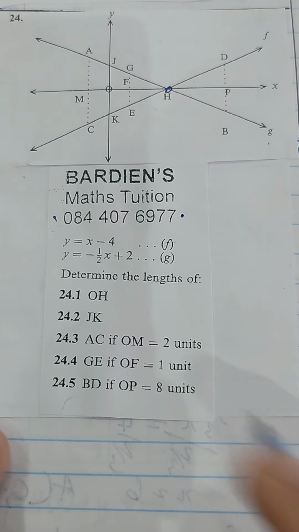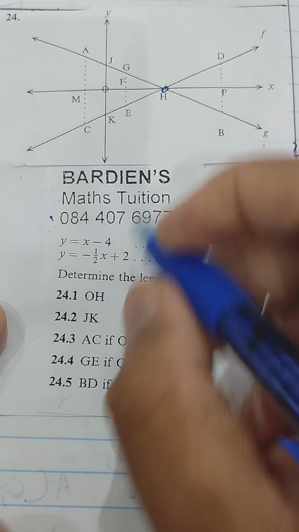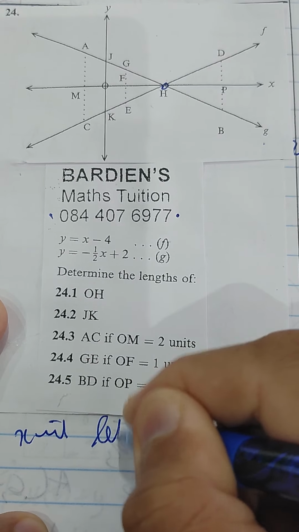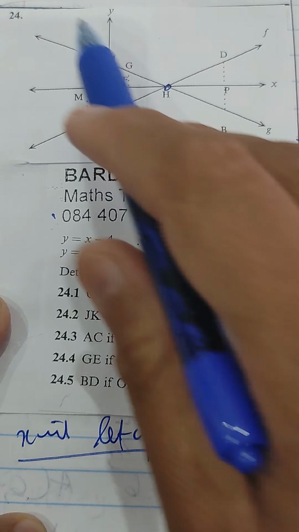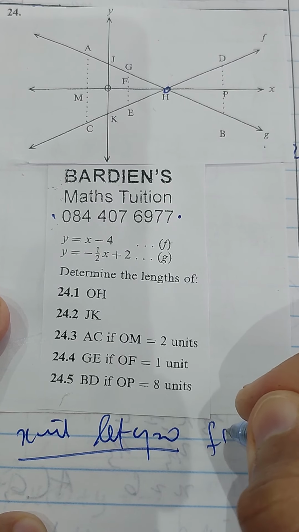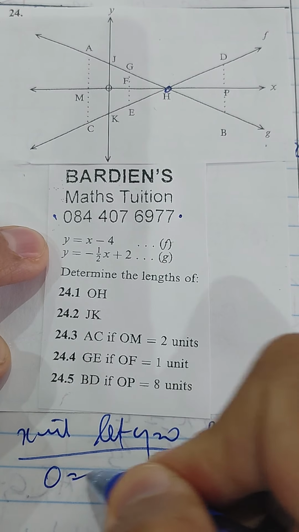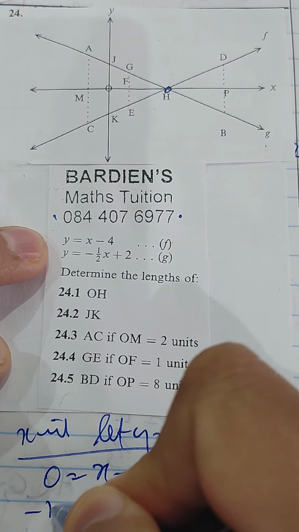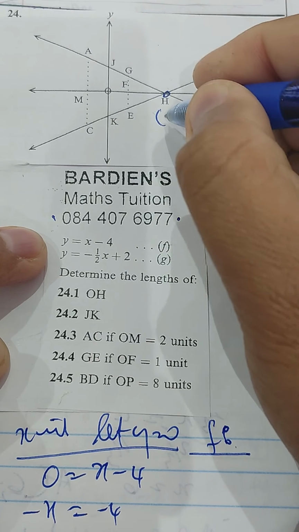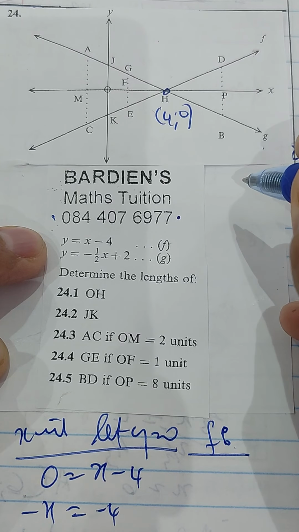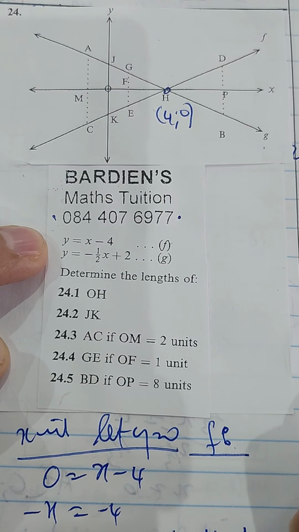This is 24.1. H is what? H is your x-intercept. How do you calculate the x-intercept? With y equal to 0. It's actually the x-intercept of the f graph and the g graph, so you can use any one. I'm going to go with f. Okay. So your y is 0, so 0 is equal to 4x minus 4. You take the 4 over, so negative 4x is equal to negative 4, so x is equal to 1. Hmm, so what's the coordinate of H? 4 and 0. Therefore, the length of OH is going to be 4 units. Okay.